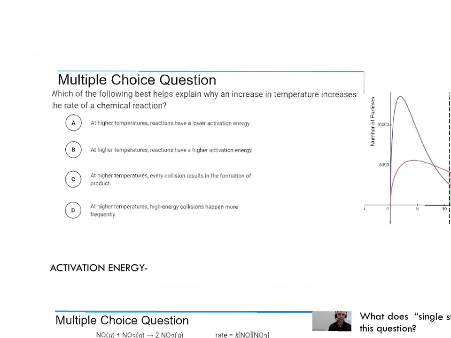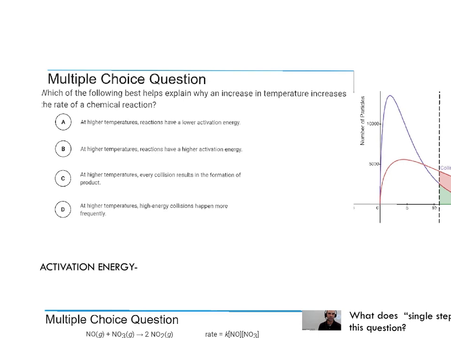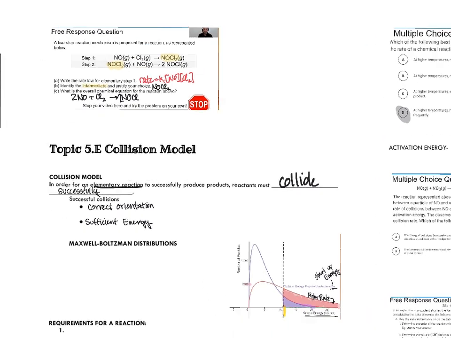So here, which of the following best helps explain why an increase in temperature increases the rate of chemical reactions? Let's see if we can summarize that and pick out. Did we say D? Yes. Yes, very good. Okay, I'm going to annoy you, but let's go back and fill this in.